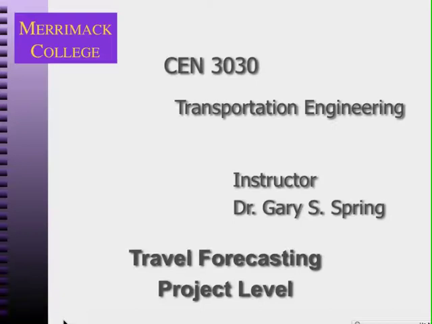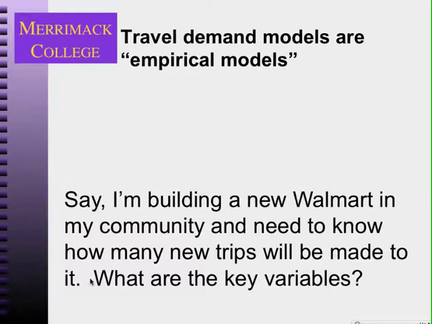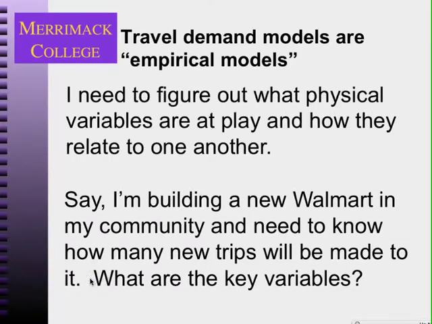Okay, so in this video we're going to review a couple of examples of travel forecasting at the project level. I'll go through the process that's explained in the ITE Trip Generation manual. The first step, of course: we've got an example here. Let's say we're going to build a new Walmart, and we need to know what the key variables are. Well, the ITE Trip Generation manual lays that out for us pretty nicely.